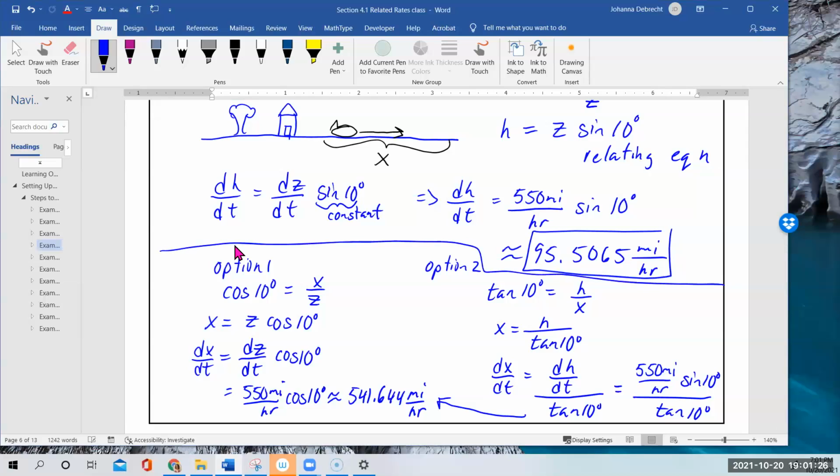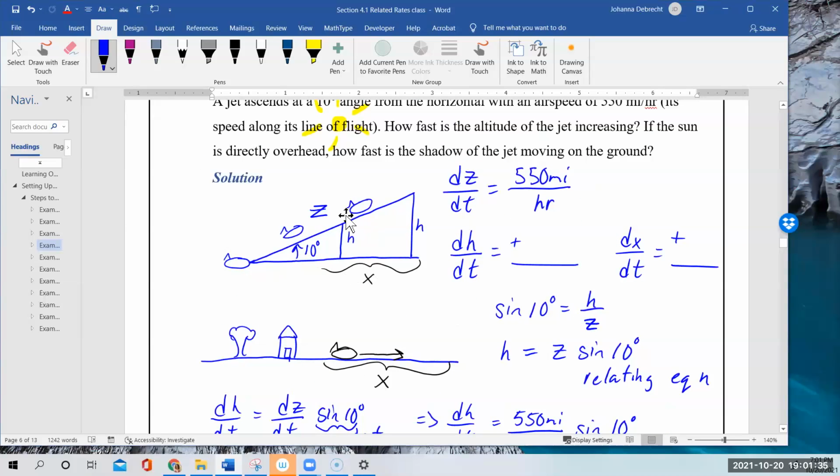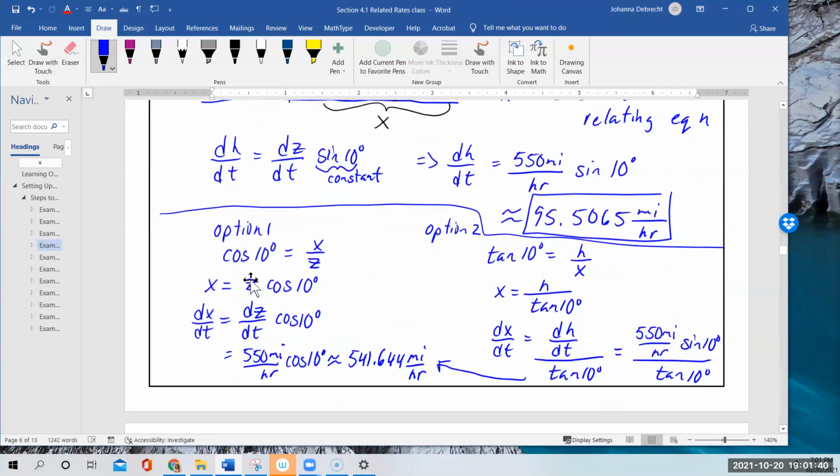When looking at option 1, you write the equation cosine of 10 degrees is equal to x over z. This is coming from the triangle where the adjacent side over the hypotenuse gives you the cosine of 10. Then you can solve for x and get x equals z cosine of 10 degrees. Take the derivative of both sides, then replace dz/dt with 550 miles per hour to obtain 541.644 miles per hour. What about option 2?